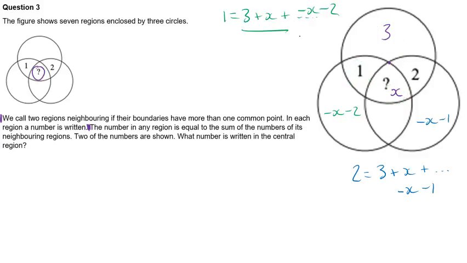So we've got one more region to work out here, and then we can work out the value of x from all these. So this region here is equal to minus x minus 2, we've got there in green, plus x plus minus x minus 1. And we can simplify that: minus x minus 3.